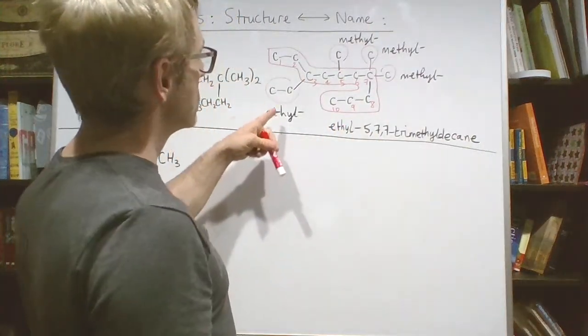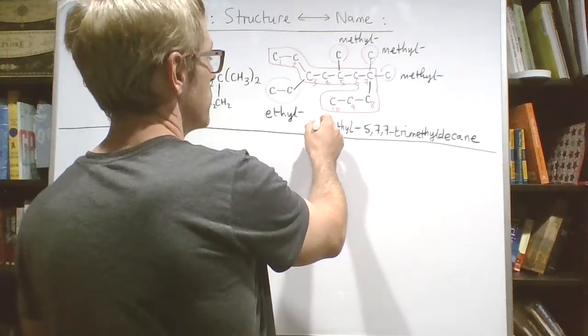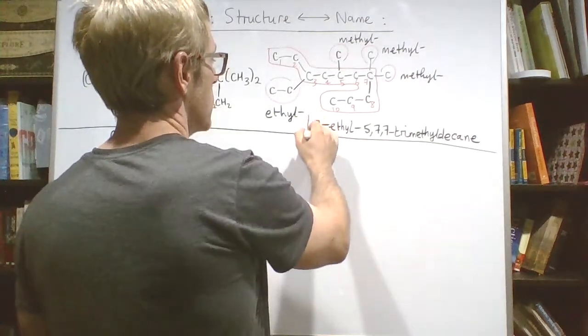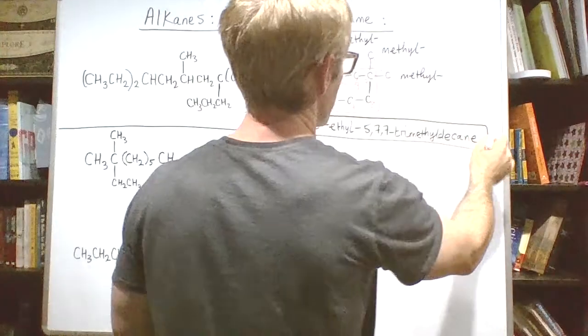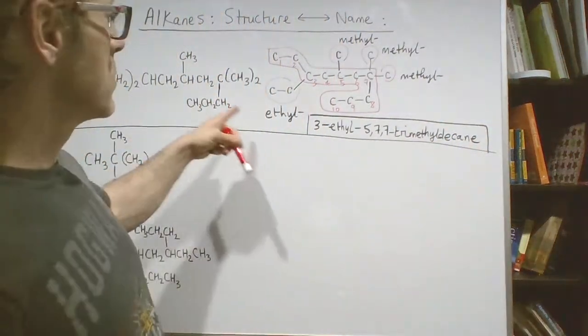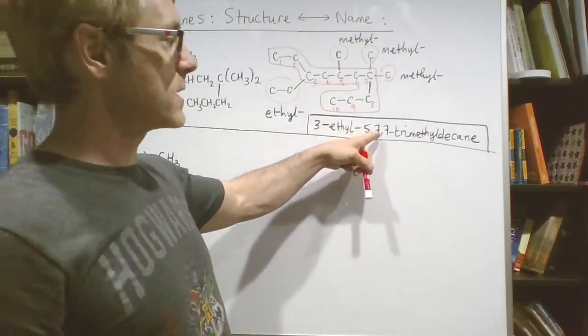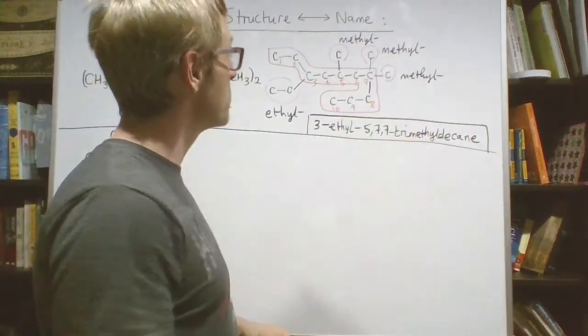And the ethyl bud is on carbon 3. So that's my completed name. So this structure is 3-ethyl-5,7,7-trimethyldecane.